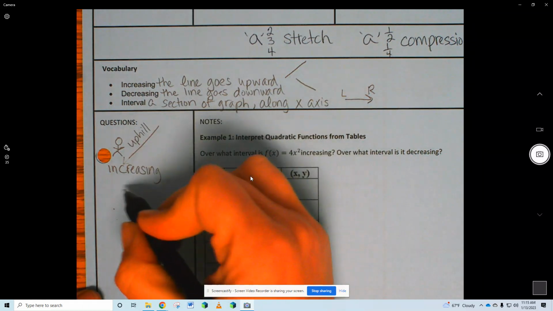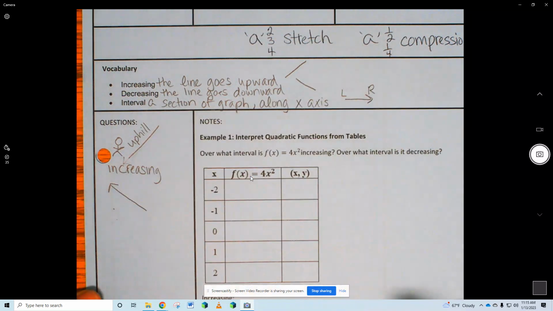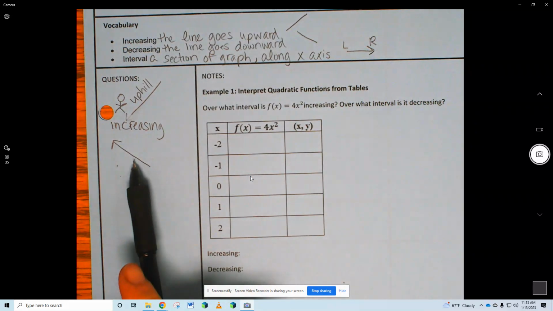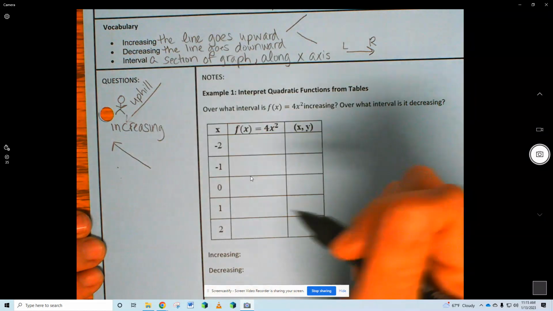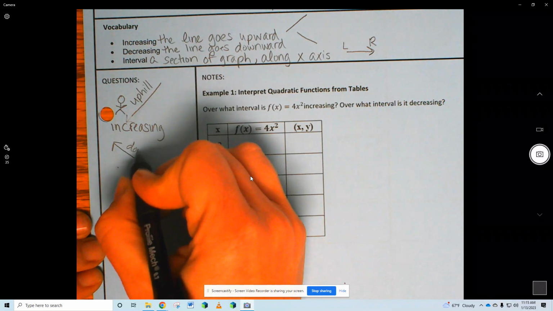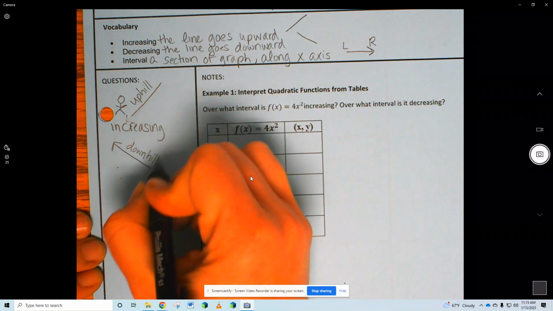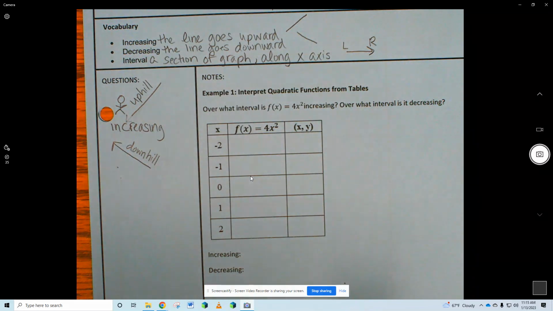All right, now I'm going to do this line, but I'm going to put the arrow there. Is this line increasing or decreasing? Don't let me trick you. Is this line increasing or decreasing? Decreasing is the correct answer. Because it's going from left to right, the way we read a book, it's going downhill. So the arrow, I don't want it to confuse you.